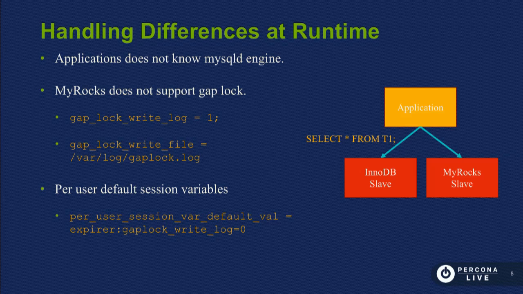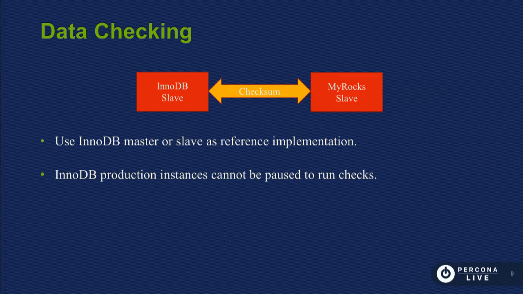In some cases, actually, we didn't care that the application was acquiring gap locks. Their behavior on MyRocks would have been fine. So for those particular cases, we added a per-user default session variable so that if you connect to us using this particular user, we can turn off gap lock logging for that particular user. And so at runtime, this is one example of how we handle things. But the more important question is, how do we deal with data validation?